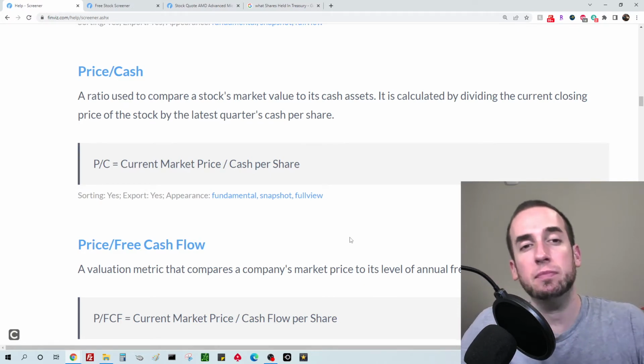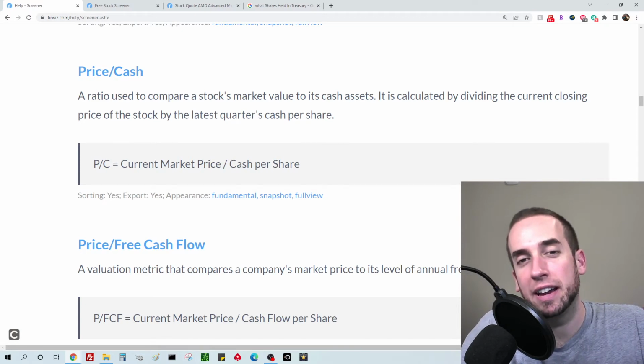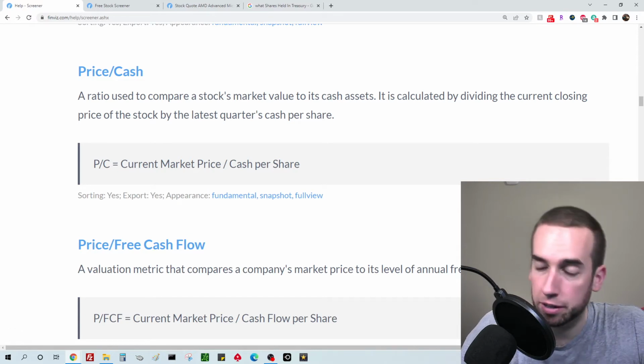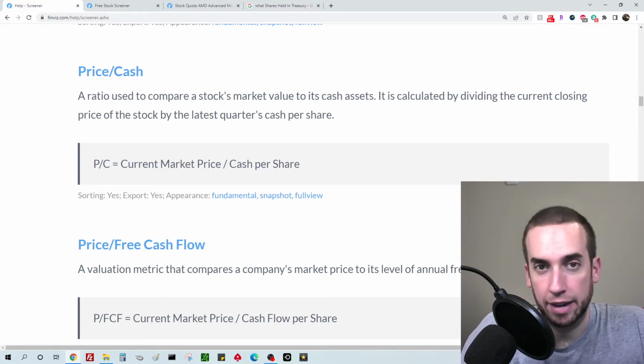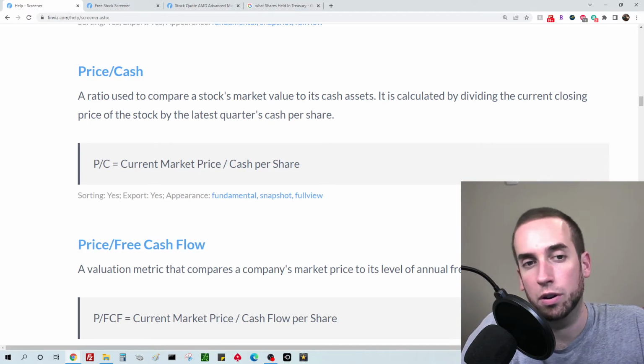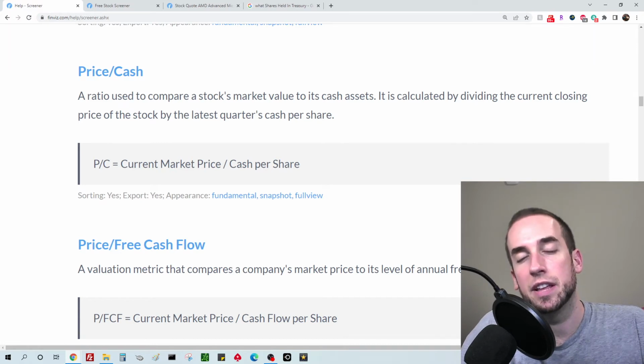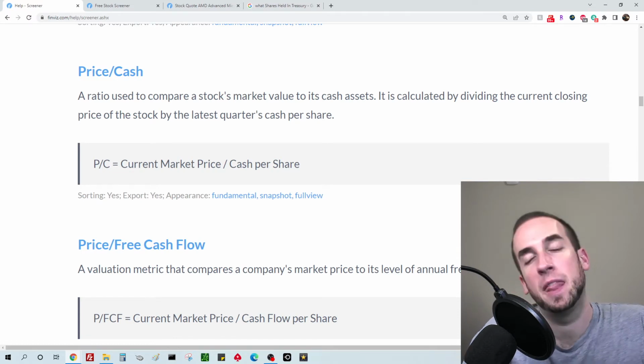Okay. Price to cash, a ratio used to compare a stock market's value to its cash assets. It's calculated by dividing the current closing price of the stock by the latest quarter's cash per share. Again, I don't like looking at how much cash they have over a quarter. We're thinking forward. And then in Finviz on the help site, we have in a gray box price to cash ratio equals current market price divided by cash per share.